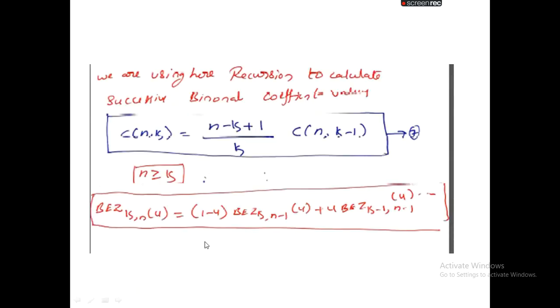Finally, we said the binomial coefficient can be expressed in terms of recursion. So this is about the Bezier curve equation. I would like to stop here. In the next video lecture, we will solve one problem on the Bezier curve, then we will start how to create one image called a flag. That flag contains a curved structure.